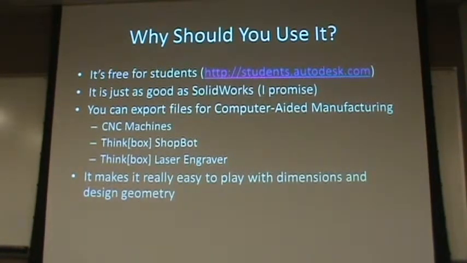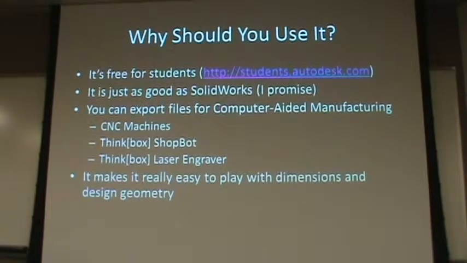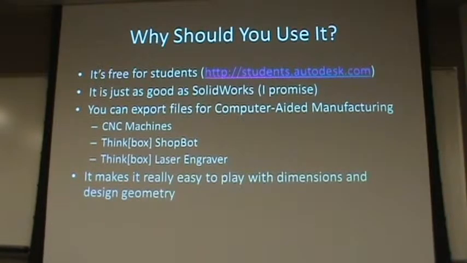The real thing that's nice about designing in software as opposed to designing on paper is it makes it really easy to play with dimensions and design geometry. Whereas if you're drawing something out on paper and you've got an angle you want to play with, or you want to move the position of some mounting holes, you have to erase everything and redraw everything. Whereas in software, you can change one dimension and see how it affects all the rest of the geometry of your part. And I'm going to show that once I start getting into demoing some of this stuff.